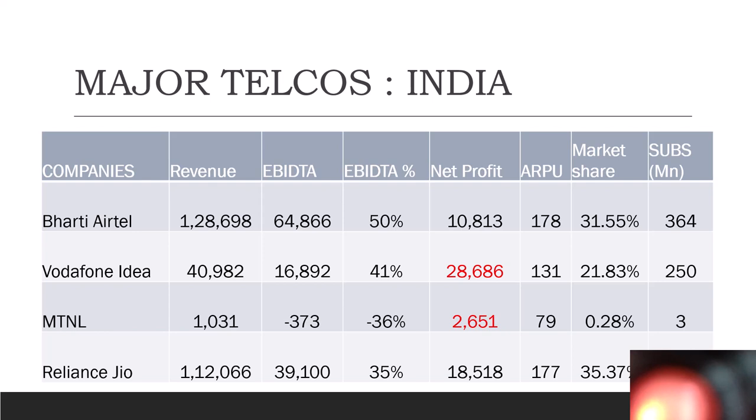So if you look at the subscriber base, which is in millions, it is 36 crores for Bharti Airtel, 25 crores or 250 million for Vodafone Idea, and 42 crores or 420 million with Reliance Jio, and just 30 lakhs or 3 million for MTNL. So that's the bird's eye view of the telecom companies in India.